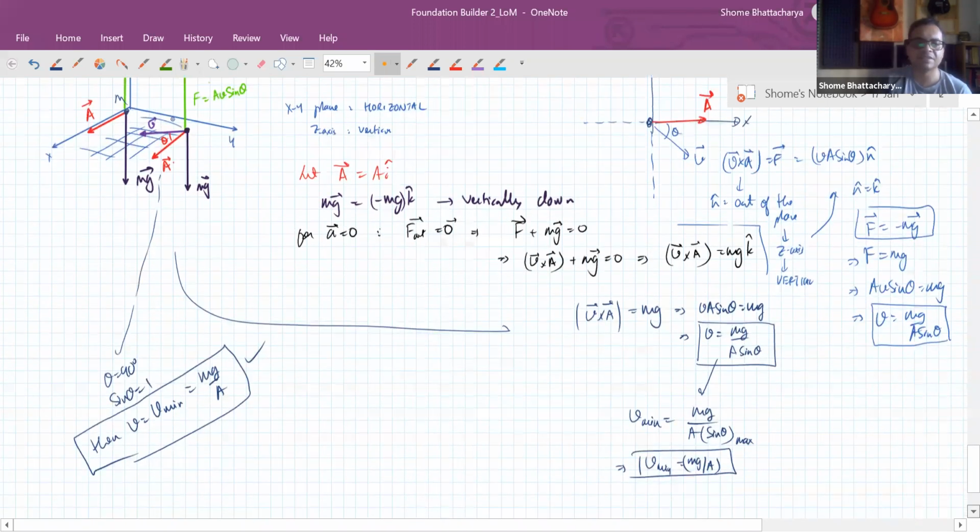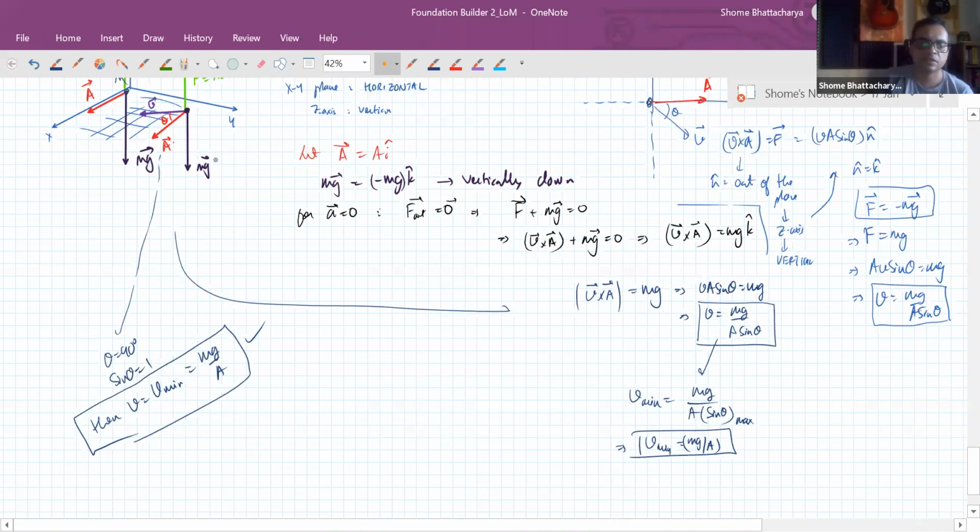It should be projected with this angle theta here, 90 degrees, so that the F from V cross A is the force that is balancing the weight. Is it clear now, the solution?